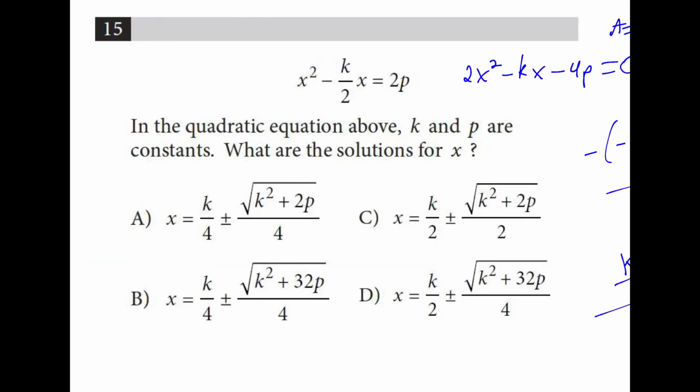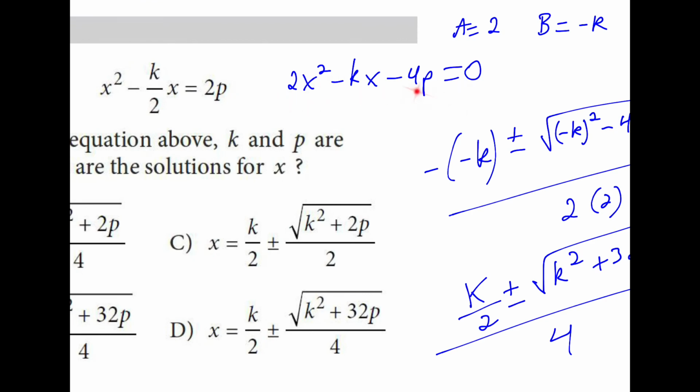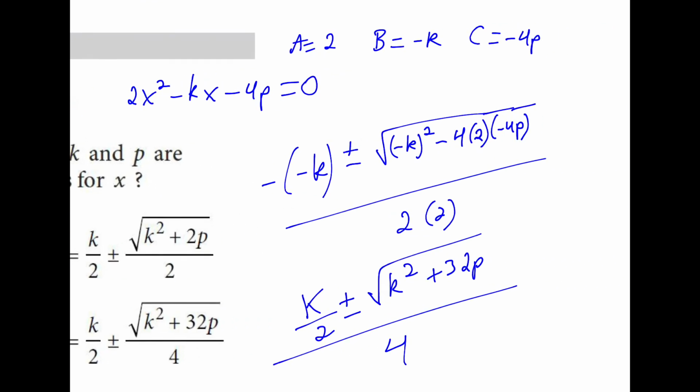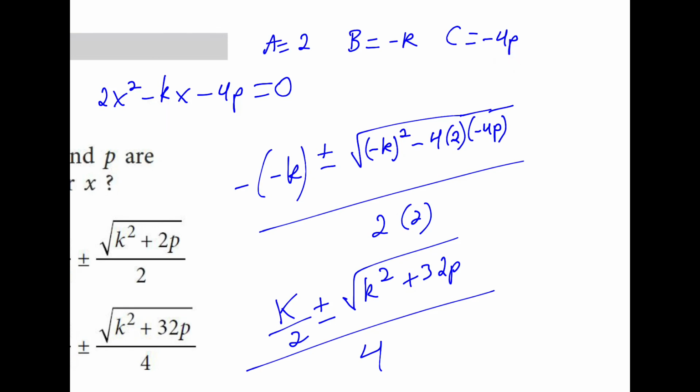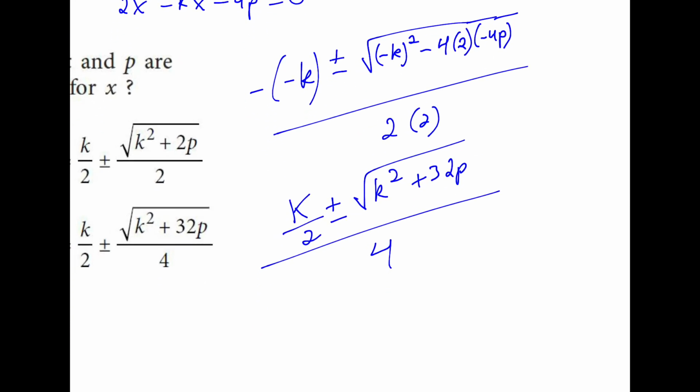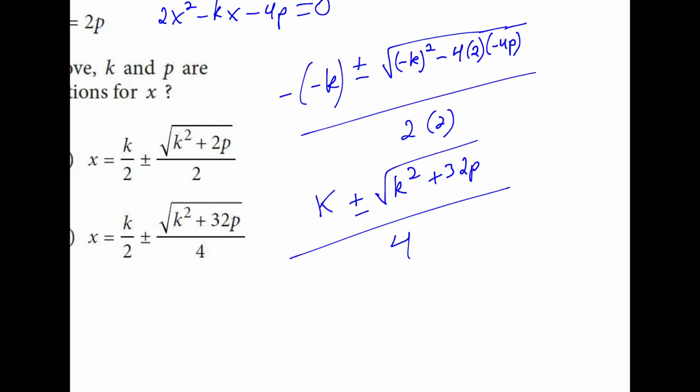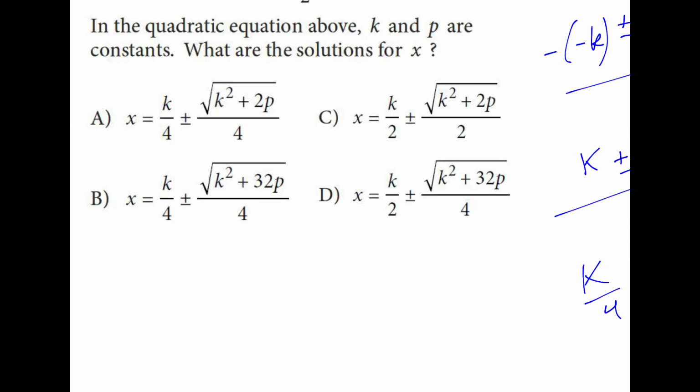For this problem, k and p are constants. I can double this to get rid of the fraction. I'm going to solve it for 0. So this is my equation. From there I know that a is 2, b is negative k, and c is negative 4p. I'll plug that into the quadratic equation, and it simplifies like this. Negative negative k just turns out as a positive k, and this part is k squared plus 32p. So if I split this, it's k over 4 plus or minus root k squared plus 32p over 4, which is b.